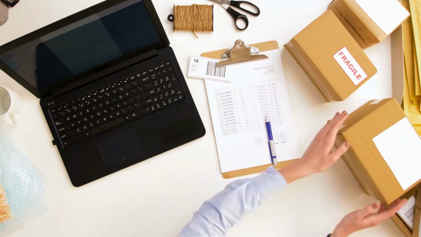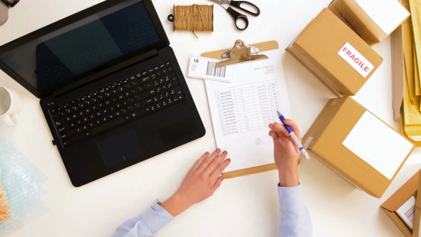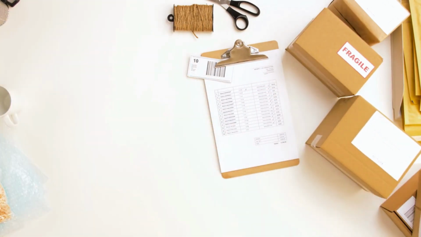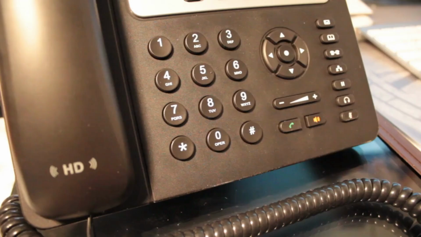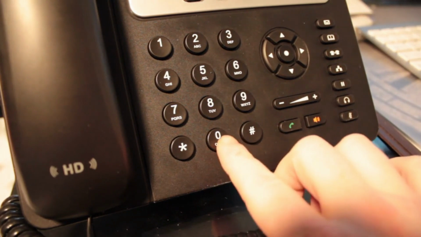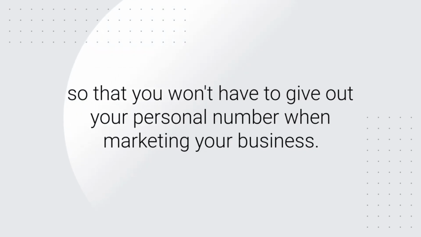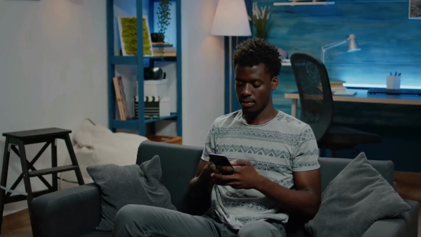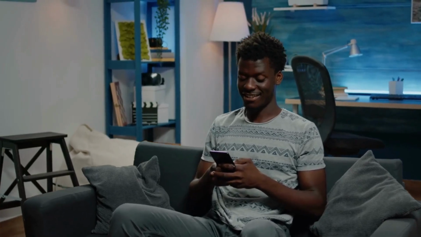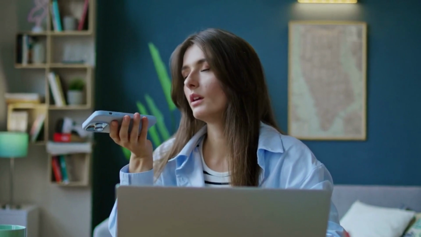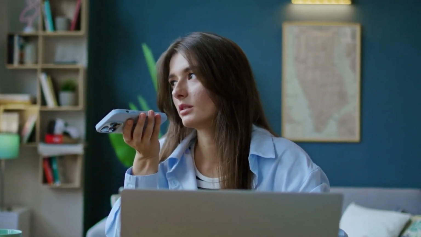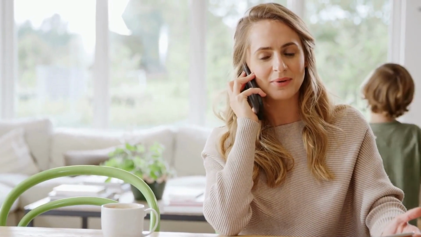FedEx account. It's easy to set up a free account. This makes it easy to handle bulk deliveries and defer billing for a later date. VoIP service. Use Google Voice or a similar service to set up a number that will link to your cell phone so that you won't have to give out your personal number when marketing your business. You need a Gmail account to set up a Google Voice account. Log into your account and type voice.google.com in the address bar and set up your voice account. Link it to your cell number so you can receive your calls.